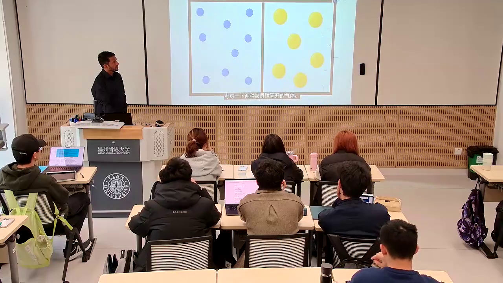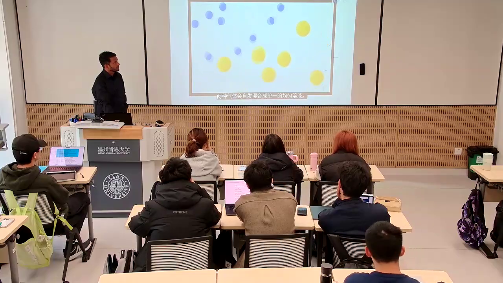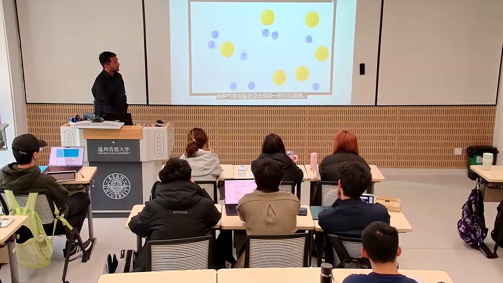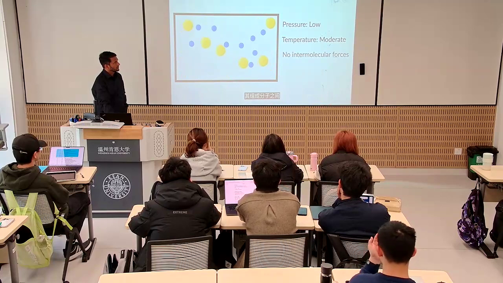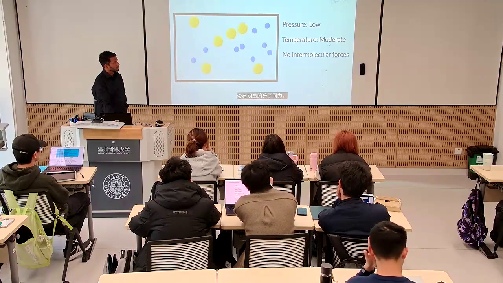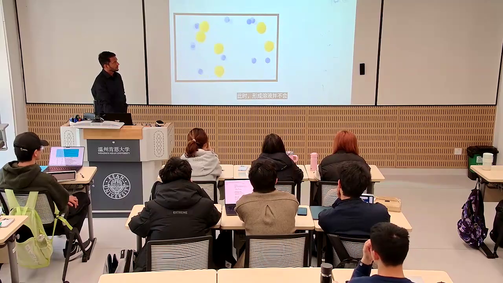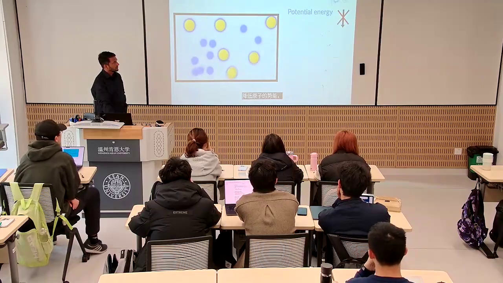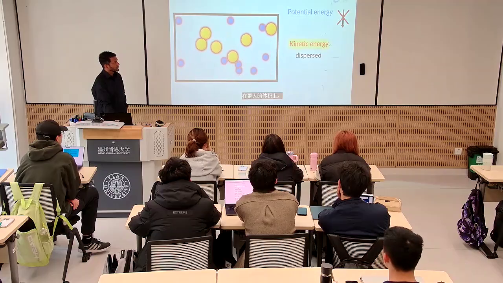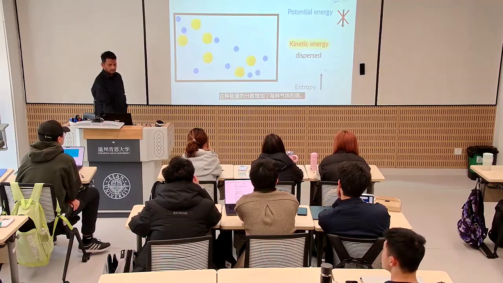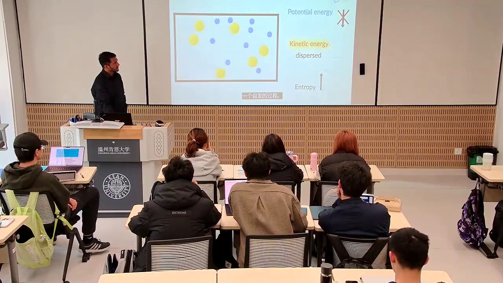Consider two gases separated by a barrier. If the barrier is removed, the two gases mix spontaneously into a single homogeneous solution. At low pressure and moderate temperature, there are no significant intermolecular forces between their constituent molecules, so the gases behave as ideal gases. Here, forming a solution does not lower the potential energy of the atoms, but their kinetic energy can now be distributed over a larger volume. This dispersal of energy increases the entropy of each of the gases, making solution formation a spontaneous process.